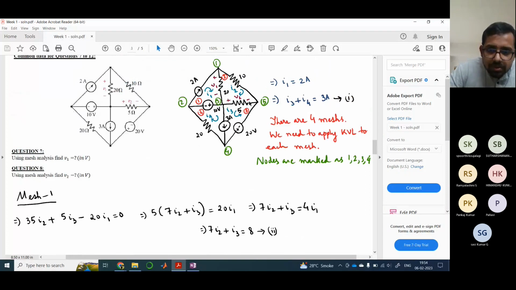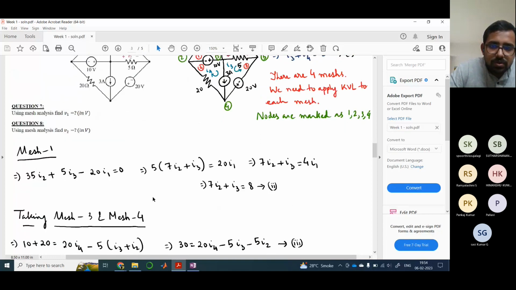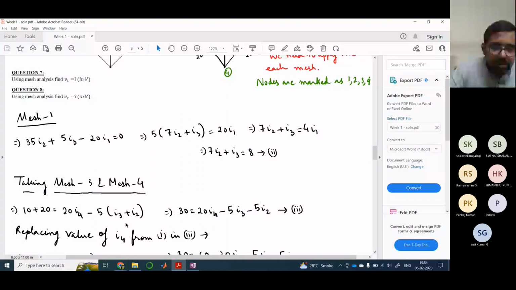Using the same analysis, you can write this: 20 I4 minus 5 I3 plus I2. And obviously there would be no I1, because there are no resistances connected here where I1 would also be flowing. Therefore, there is no I1 term here.